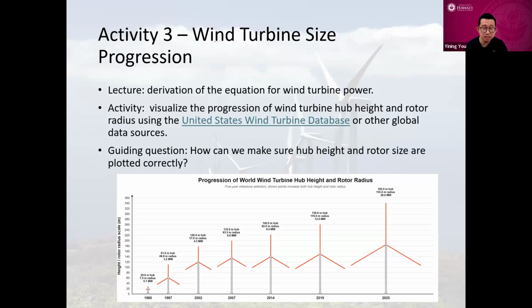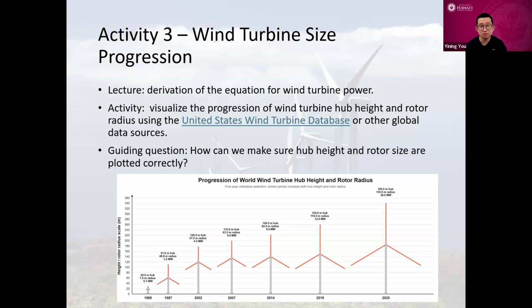And after that, just for a student individual work that's hands-on, that's not purely algebra, what I use is making another interactive map using HTML to visualize the progression of wind turbine hub height and rotor radius using a certain database. One available one is the United States Wind Turbine Database. For the global data sources, personally, I haven't really determined what's a good source.